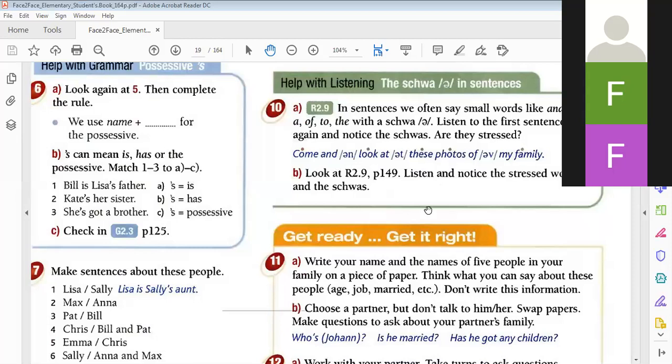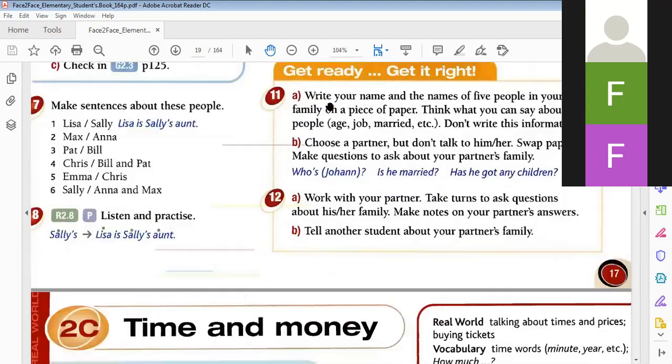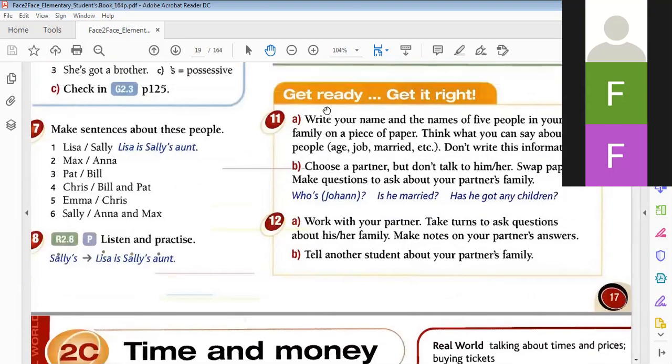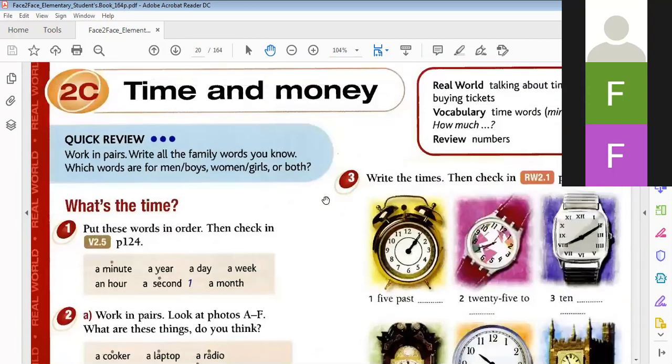Okay, now let's move to number 11: write your name and names of five people in your family. Okay, that's a bit hard, writing. Let's leave this work, it's extra practice anyway. Let's leave it. Okay, let's talk about our new topic here.